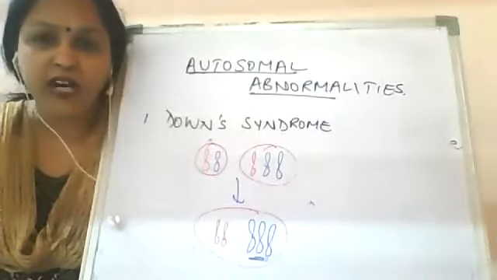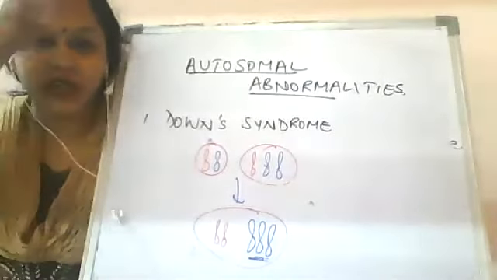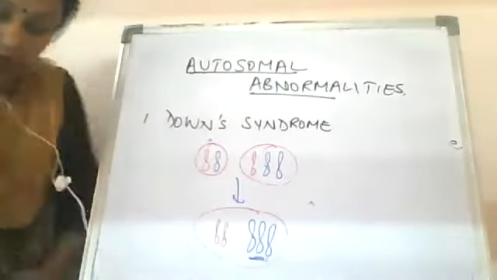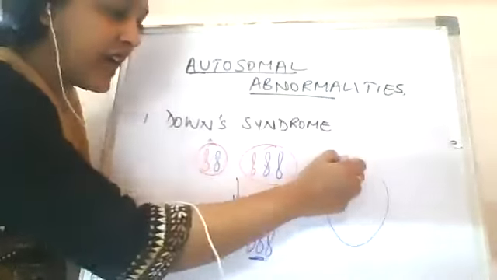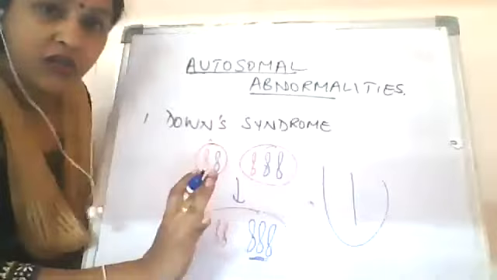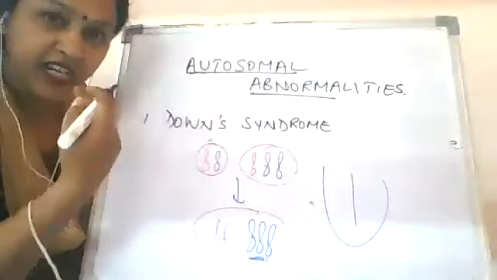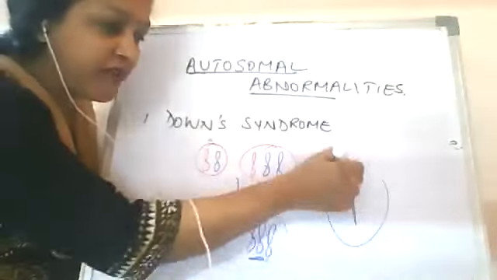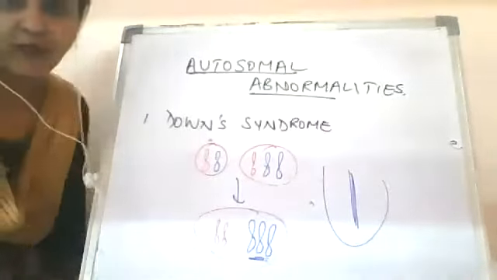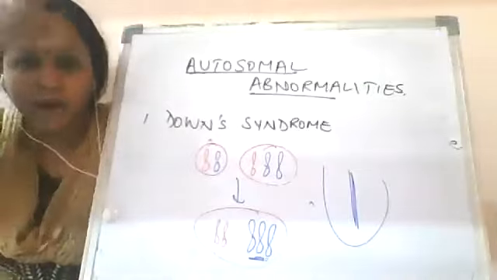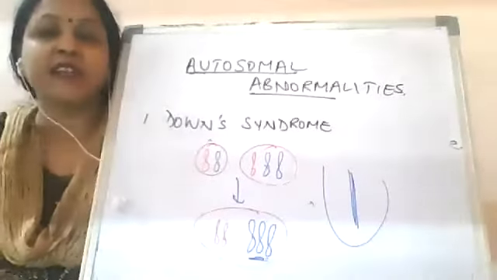Furrowed tongue means it has a deep furrow, a deep cavity in the center. Our tongues have a small furrow when we see them. A very deep furrow is present in the center of the tongue in case of Mongolism. So, furrowed tongue with a deep furrow, a deep cavity present in the center.